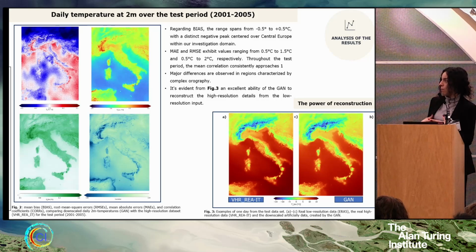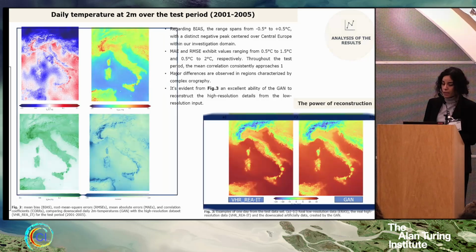But for more quantitative results, we also analyzed error metrics such as root mean square error, MAE, and bias, and so on, and the correlation. And we are able to say that the error metrics in general are low, with some peaks along the Alps and Apennines, along the complex orography, but are low, and the Pearson correlation is very high.